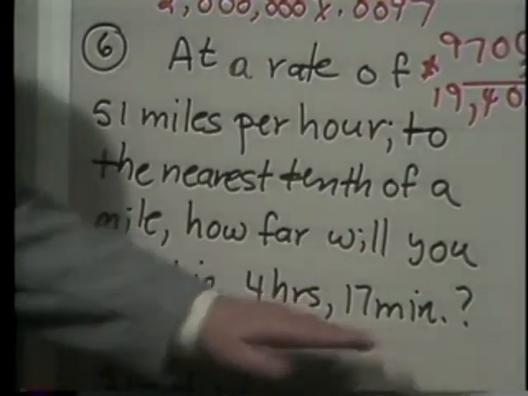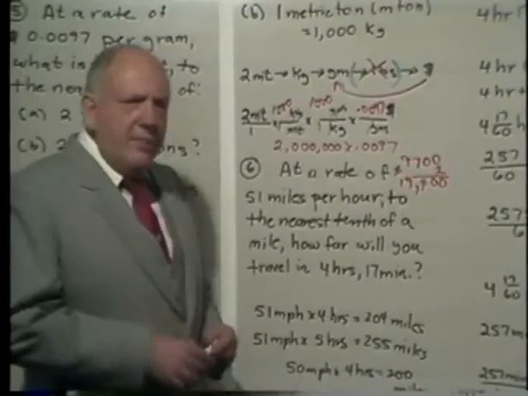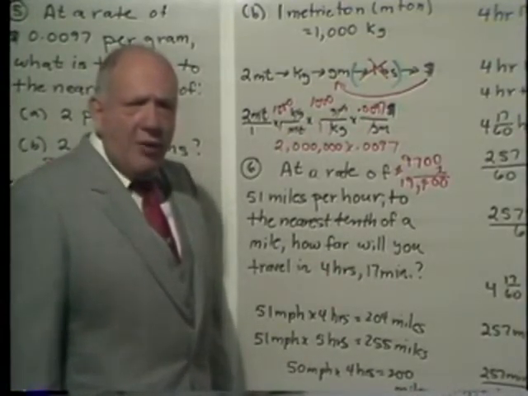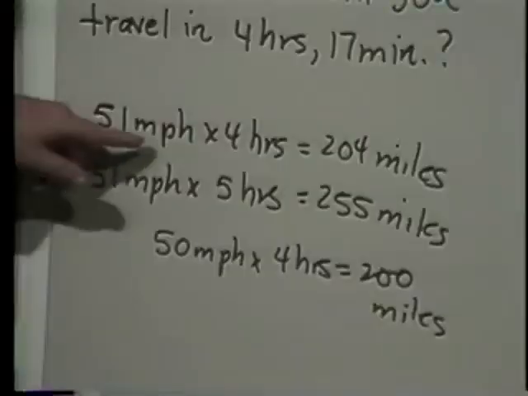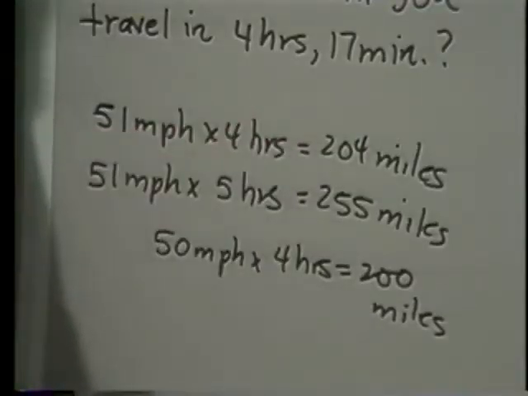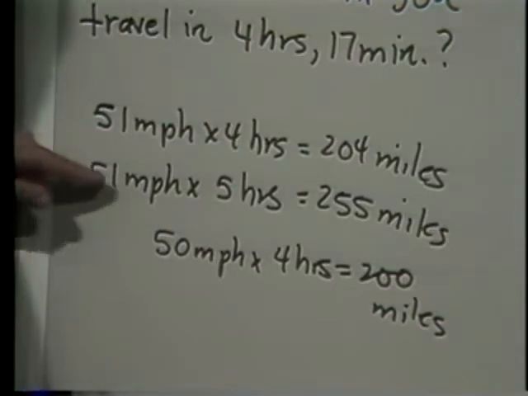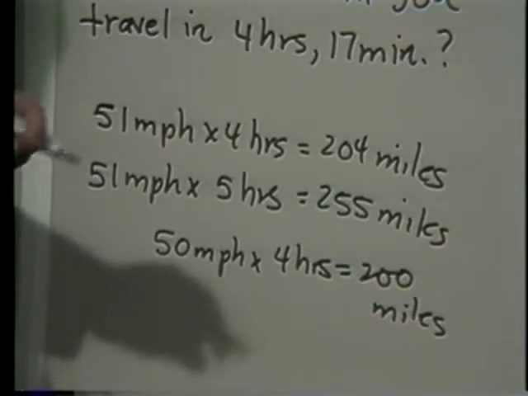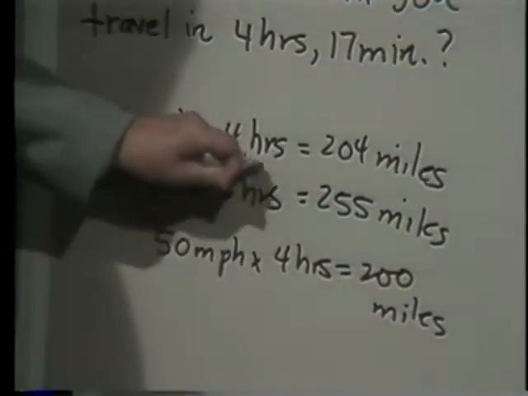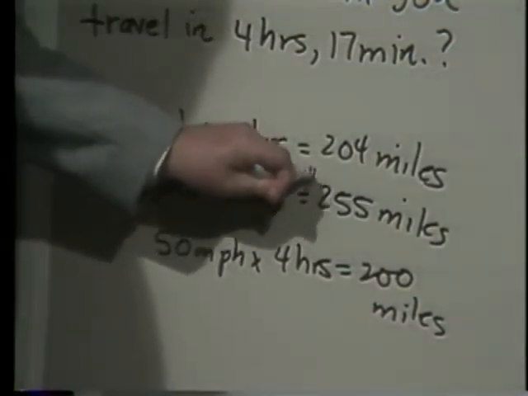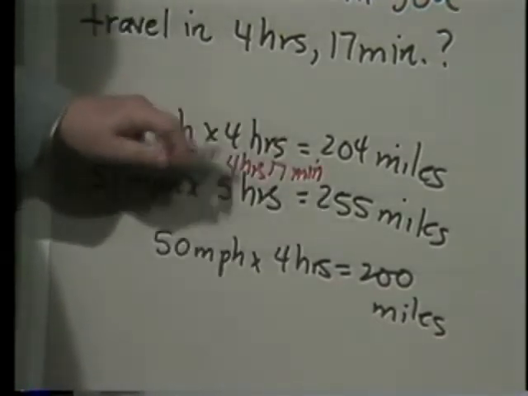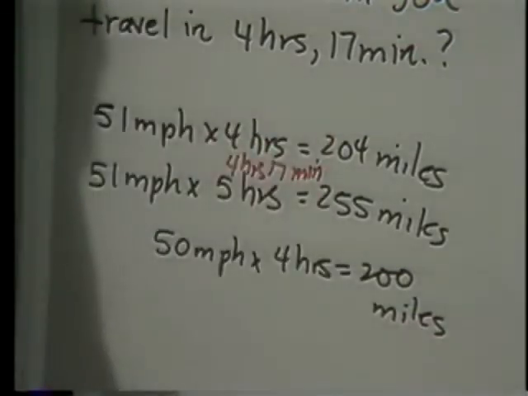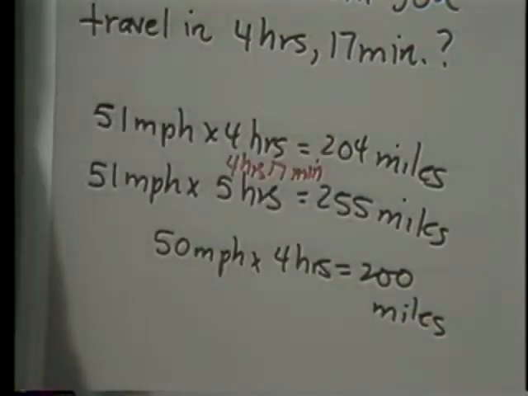And the first thing I want you to learn about these problems is don't be afraid to make estimates. Whatever 4 hours and 17 minutes is, it's more than 4 hours but less than 5 hours. At 51 miles per hour, in 4 hours, you would have gone 204 miles. In 5 hours, you would have gone 255 miles. Therefore, since 4 hours and 17 minutes is between 4 and 5 hours, but closer to 4 hours, you're going to go between 204 miles and 255 miles, but closer to 204 miles.